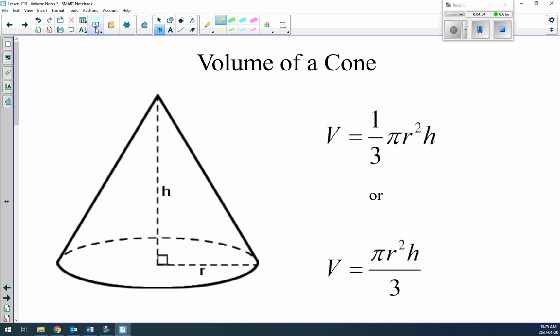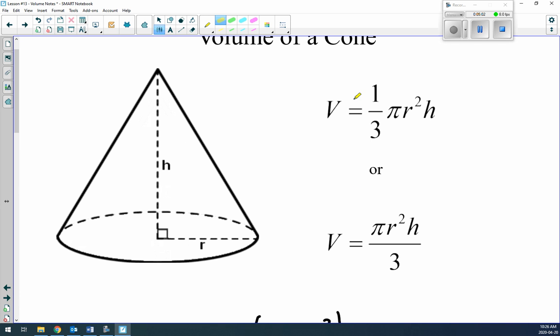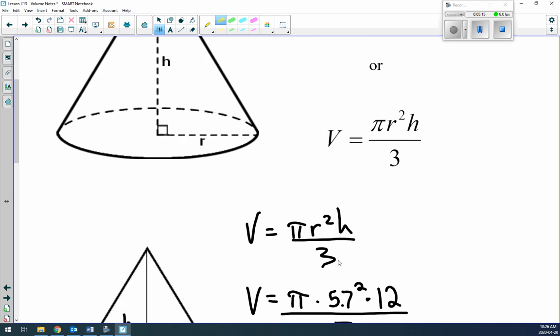Page 5, volume of a cone. And again, these formulas are given to you. You don't have to memorize any of these formulas. You'll always get a formula sheet with that on there. Okay, so here's the volume: 1/3 times pi r squared h, or pi r squared h divided by 3. It's the same thing. When you multiply by 1/3, it's the same as dividing by 3. It makes no difference. So let's do an example.